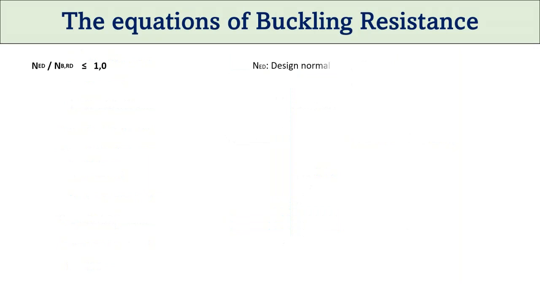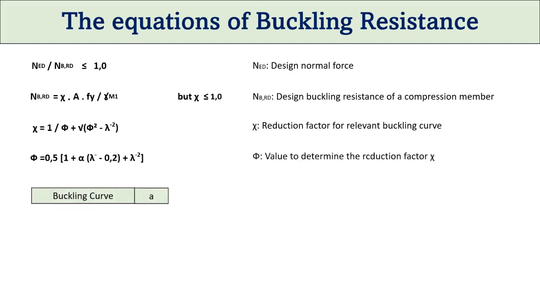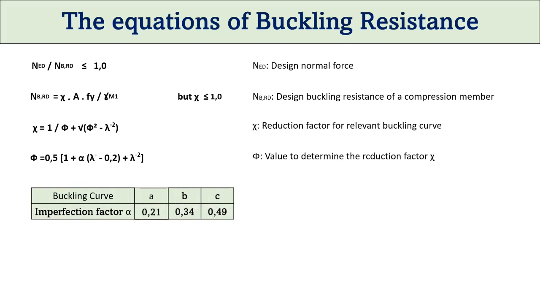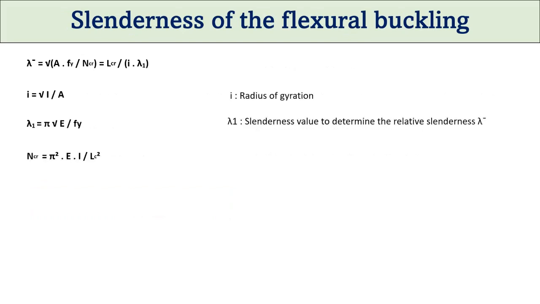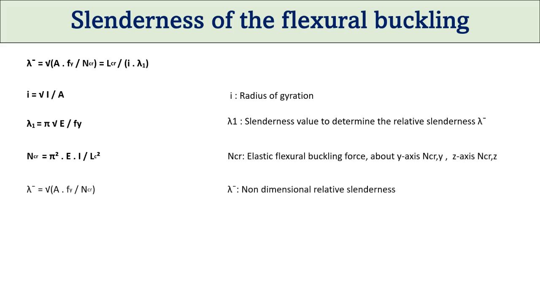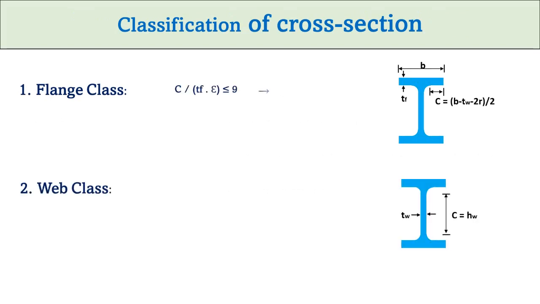Here you follow the calculation procedure to determine the design buckling resistance NbRd for the compression element. Buckling curve is required to determine the imperfection factor alpha. And here are the equations to determine the slenderness of the flexural buckling needed to determine the design buckling resistance. Classification is needed to determine the design buckling resistance of the cross-section.